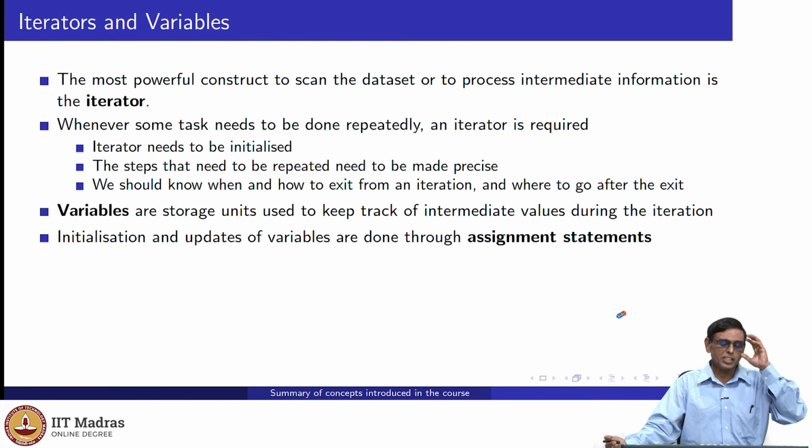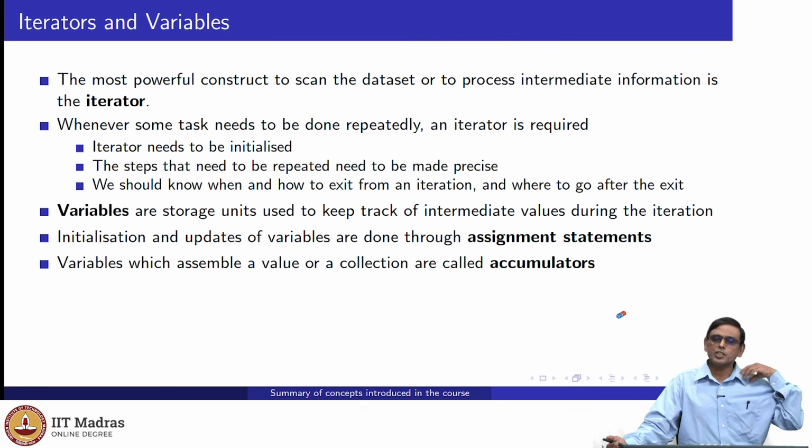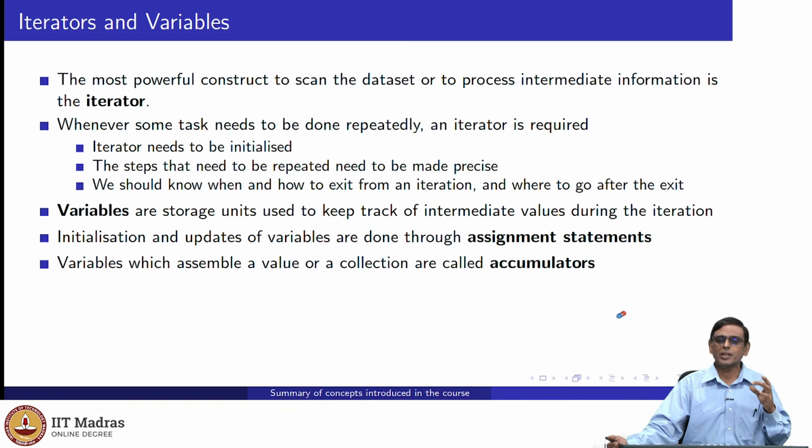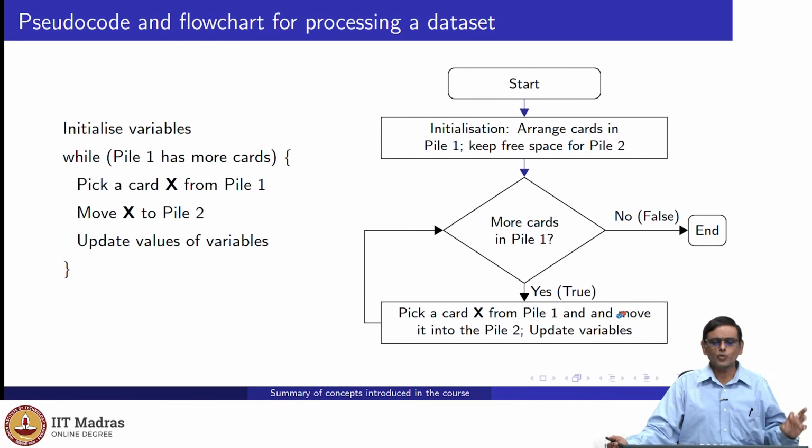Now, you have to initialize the variables, and then you have to update the variables. Both the initialization and update operations are done using what are called assignment statements, right? And when you have certain kinds of variables which are just accumulating something, like the sum of something, total of something, or accumulating a list, making a list, these variables are called accumulators. And accumulation operations look very similar in various cases, which is why you want to separate them out as a pattern, right? Accumulator pattern.